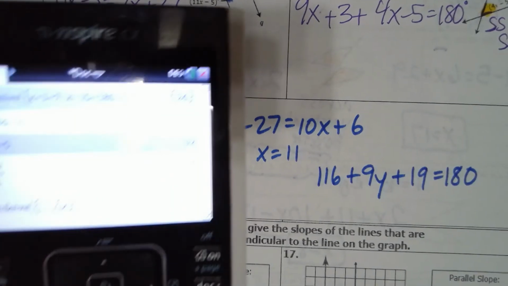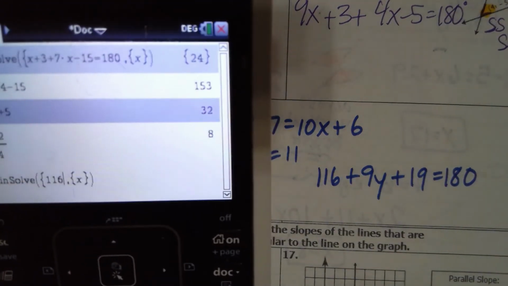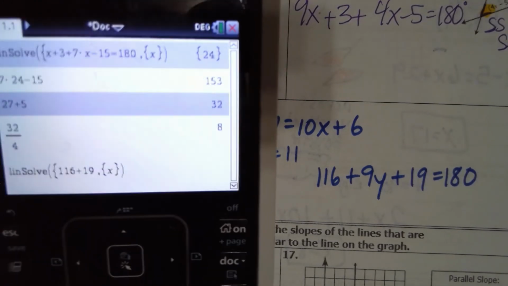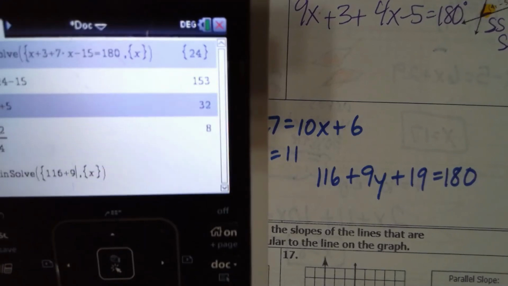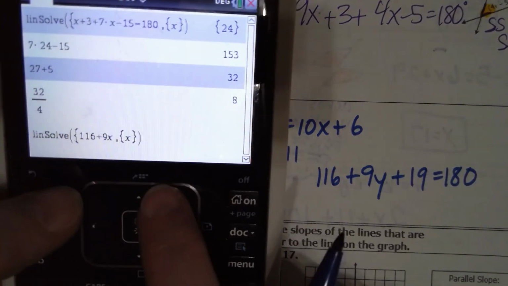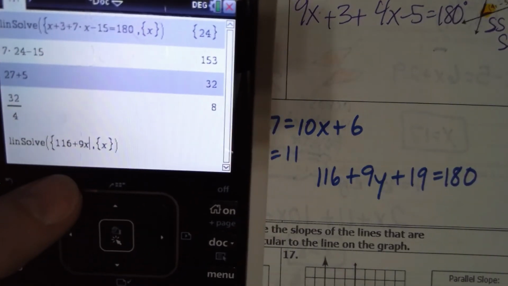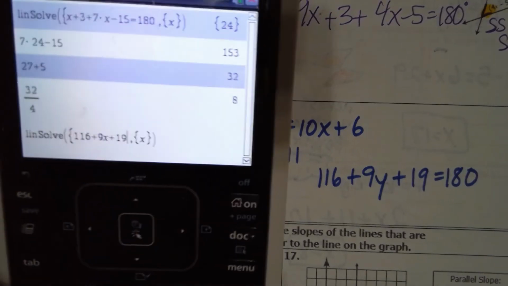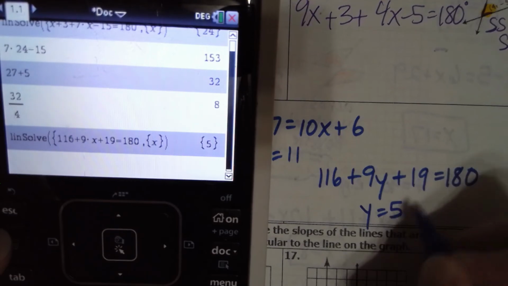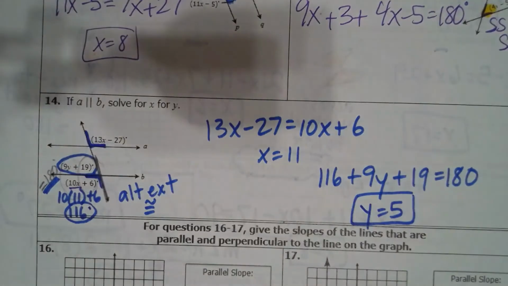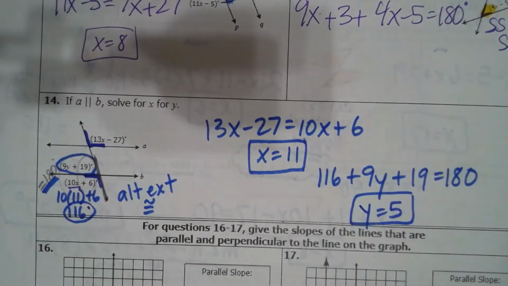So 116 plus 19, plus 9y. I've got to change this to an x though, right? My calculator is set to solve for x. So I'm going to type this in as x. 9x plus 19 equals 180. Y equals 5. Awesome. X is 11, y is 5.